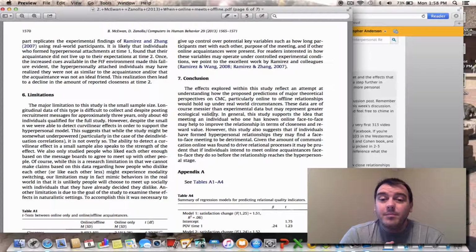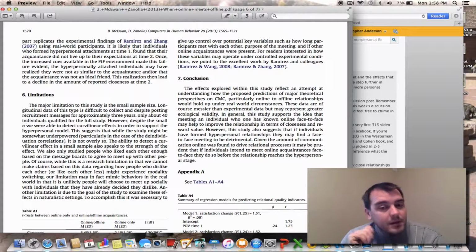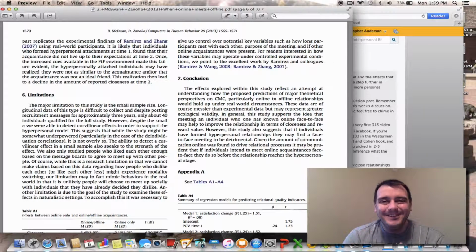"In general, this study supports the idea that meeting an individual who one has known online face to face may help to improve the relationship in terms of closeness and reward value. However, this study also suggests that if individuals have formed hyperpersonal relationships, they may find a face-to-face meeting to be detrimental." So this is some really interesting, dense stuff, and it's sort of relating back to the thesis. It's not the exact same thing they started with, but it's how the experiment sort of changed their minds. So go back, read carefully what it means to have a hyperpersonal relationship and how this thing may be good or bad. And that's something you can take into our discussion this week.